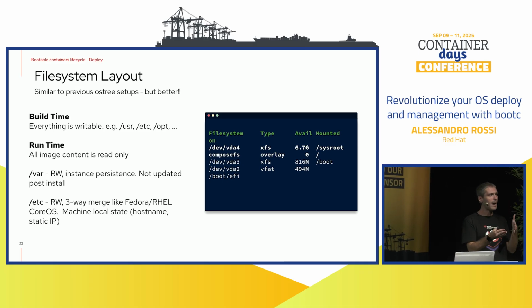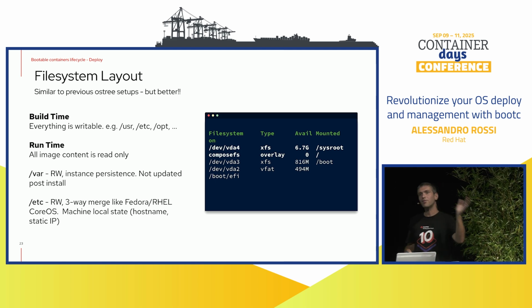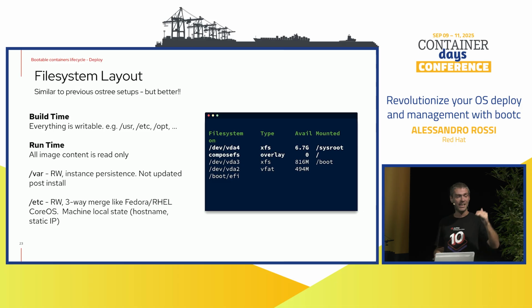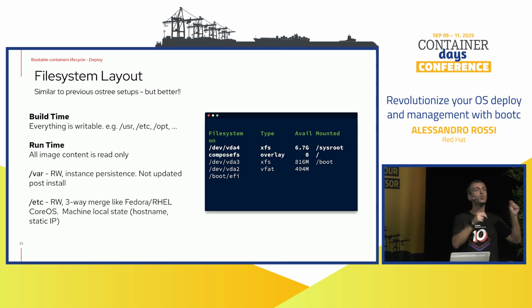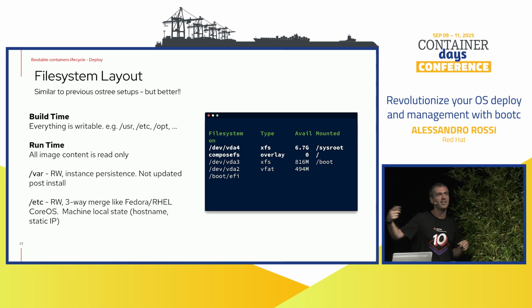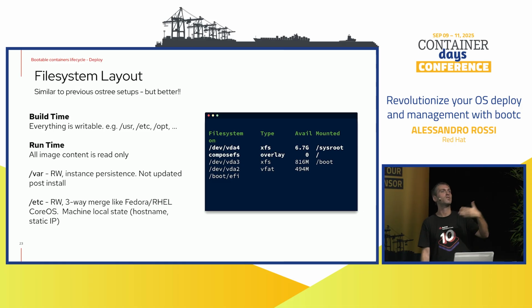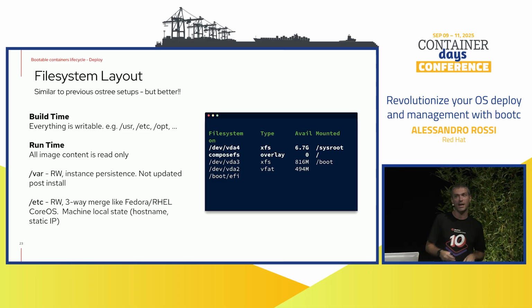/etc works a bit like the three-way merge that GitHub, CoreOS are doing. So changes in /etc can only happen via the tools of the operating system. If you need to change the hostname, you cannot vi the /etc/hostname file, but you need to use hostnamectl. In that way, you can change the configuration at runtime.